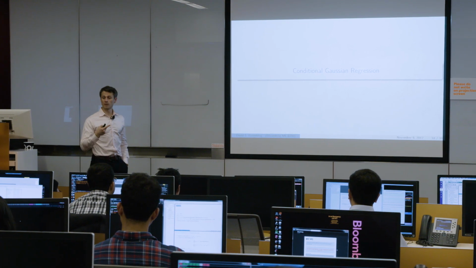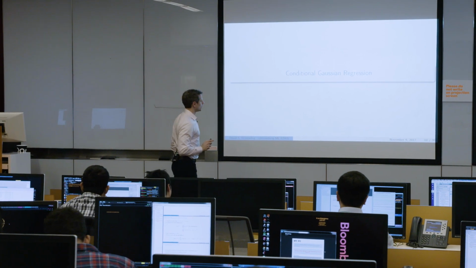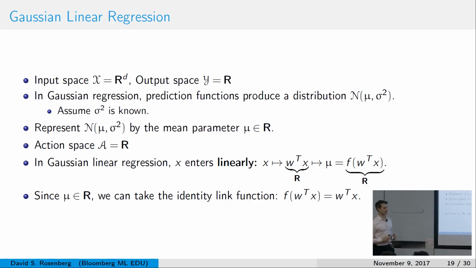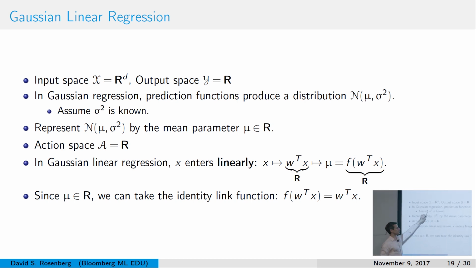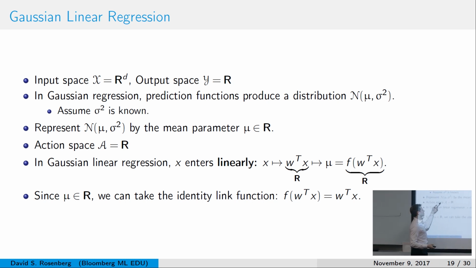All right, let's do a couple more. Let's do conditional Gaussian regression, which is interesting. It turns out to be quite simple. Consider the case: input space R^D, output space the reals, and suppose we're going to predict a Gaussian distribution, mu sigma squared, but for simplicity, assume sigma squared is known. The only thing we need to produce is a mu, the mean of some Gaussian. So we can represent the distribution just by the mean, a real number. Our action space is a real number.